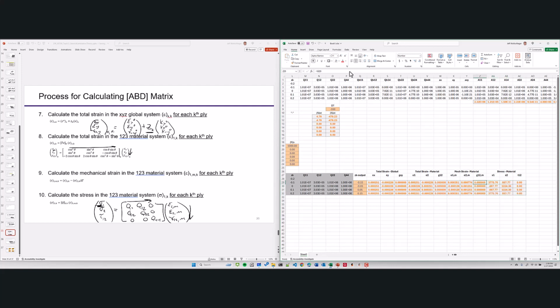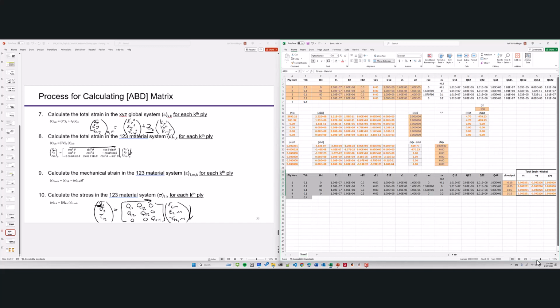Okay, very, very good. And then that's it. My complete analysis is done. I have my strains and my mechanical strains in the material system and the stresses, and these are ultimately the numbers that we're going to work with. A lot of times I'll just make this a little bit more obvious. I'll block these out so that you can kind of see that.